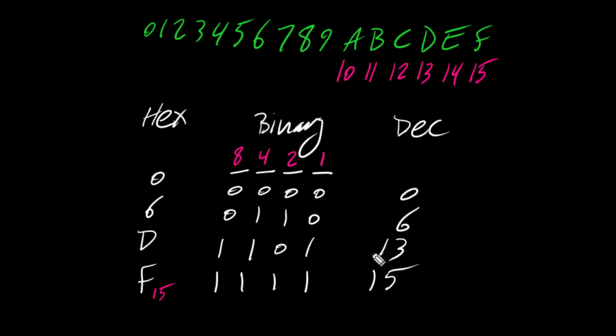And decimal is 13. So as we can see here, for every hexadecimal digit, we have 4 bits. Why? Because 4 bits covers all these numbers. If it's 0, all of the bits are turned off. If it's F, all of them are turned on. And if it's any number in between, depending on the value, some bits are turned on and some bits are turned off.